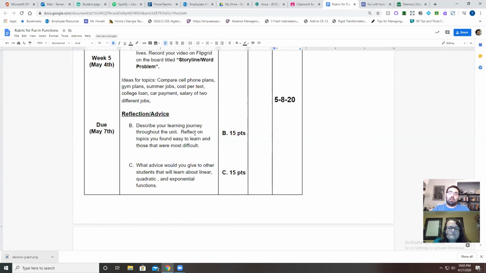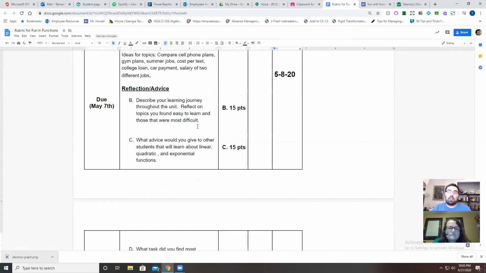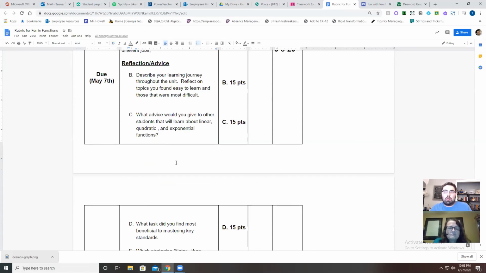Part C, what advice would you give to other students that will learn about linear, quadratic, and exponential functions? So right there, make sure that you actually give advice to future students, and make sure it's not just like one sentence that says something like study hard. That's not what we're looking for.